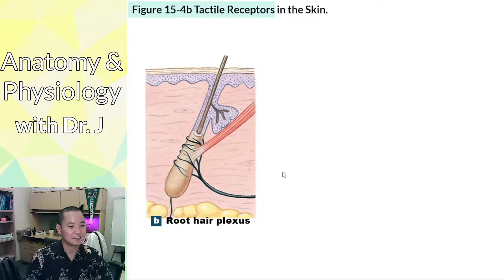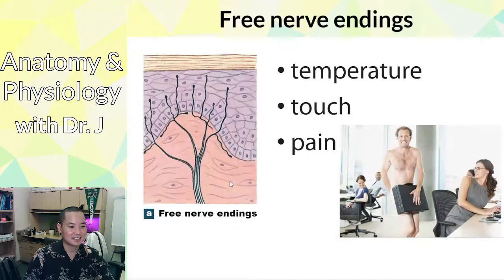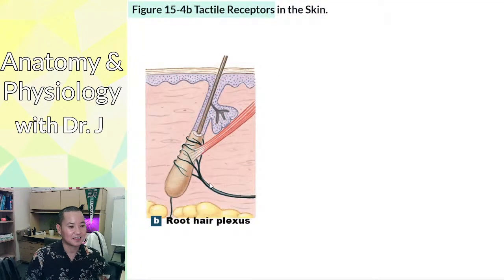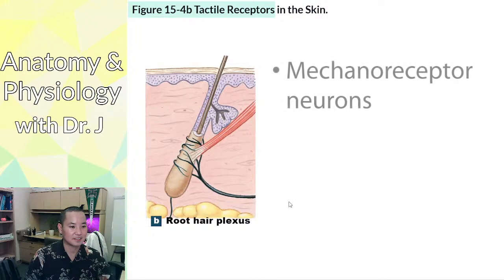And what we have here is a root hair plexus. So this is actually an axon, or actually dendrite. I shouldn't say... This is a dendrite. Yeah, these are dendrites. Sorry, I know. Bad physiology. Okay, all right, so these are dendrites because they're going to carry all the sensations towards the cell body. So this is a root hair plexus, and these are mechanoreceptor neurons.